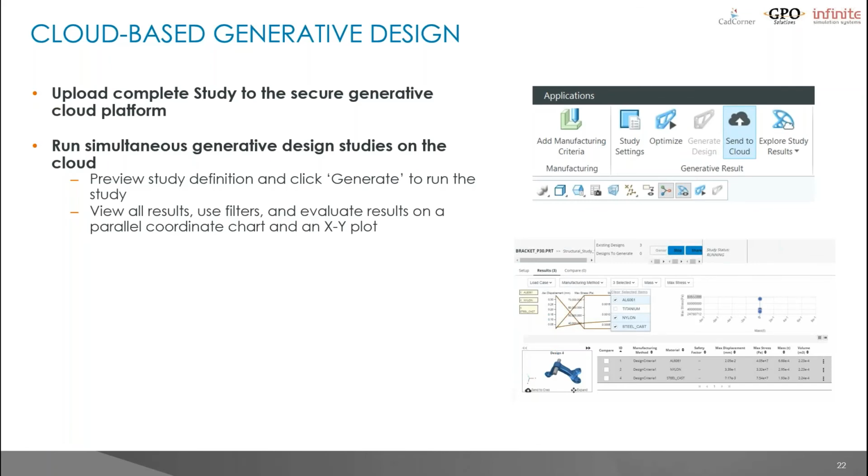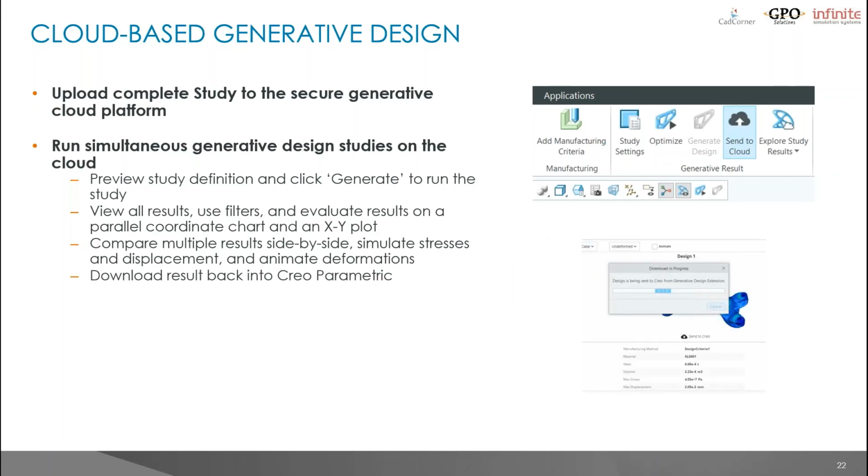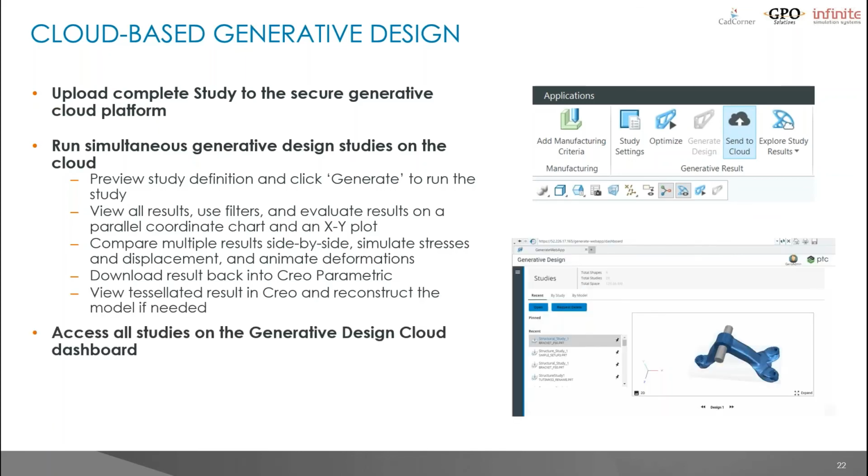You can compare them by means of a graph, by means of specific criteria, so load cases, manufacturing methods, materials, maybe the stresses, for example. You can even see and compare the actual structure integrity. So what is the deformation? What do the stresses look like? Once that's done, you're able to download the model back into Creo as a tessellated model, and you can perform the reconstruction as required from there. And of course, what is the idea? One central dashboard where you can view all your optimizations, run them, compare them, output them as needed.